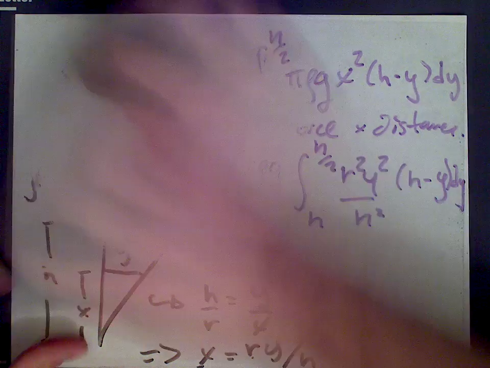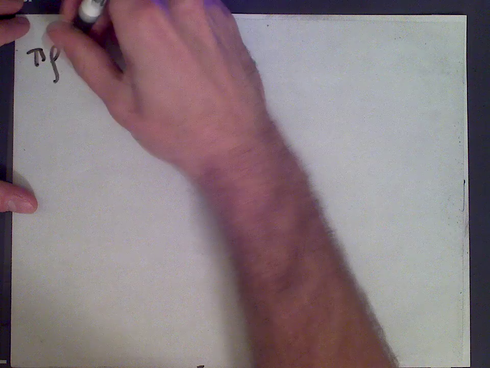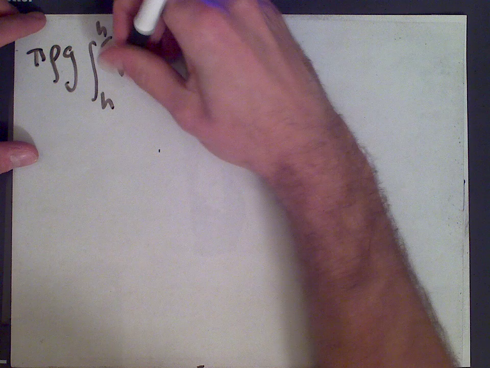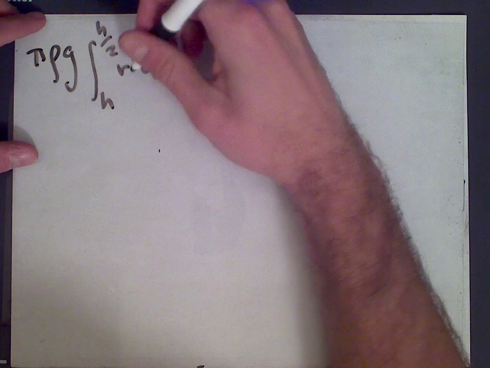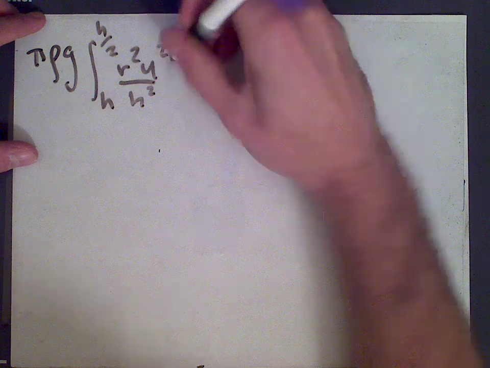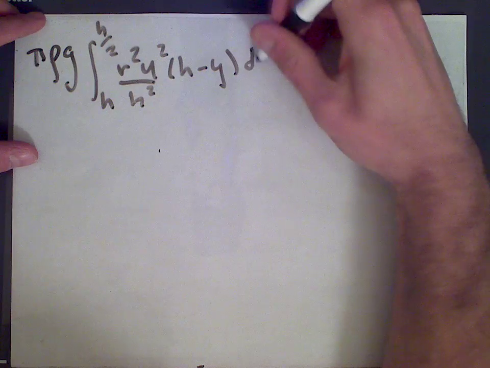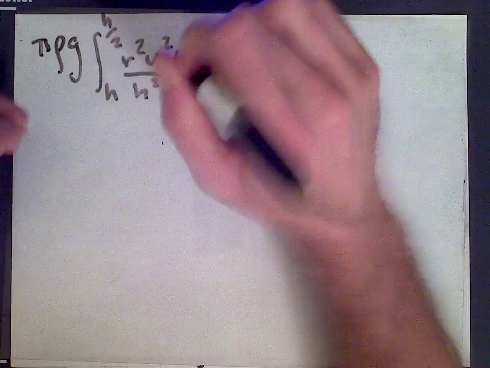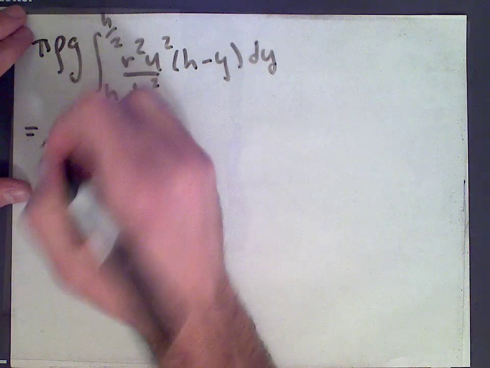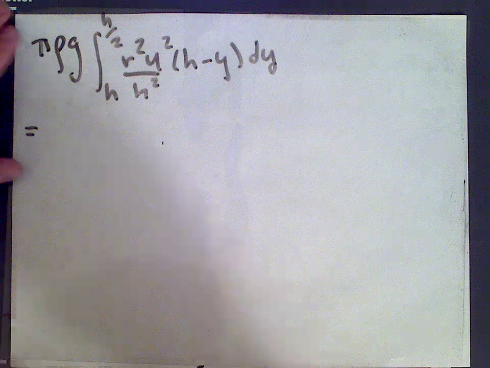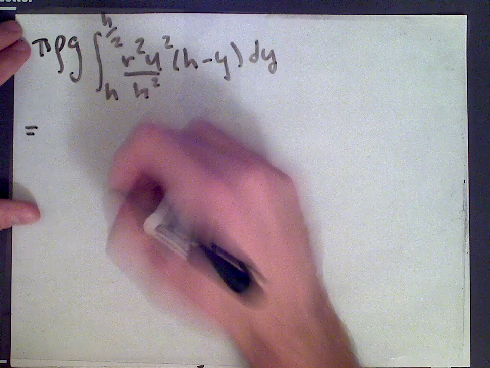So let me erase everything, and our job now is just to take the integral. So we'll do that. We have pi rho g times the integral from h to h over 2 of r squared y squared over h squared times h minus y dy. Okay, and this is a little bit of a calculation. We'll see what we can do here. So step 1 is to separate this into two integrals.